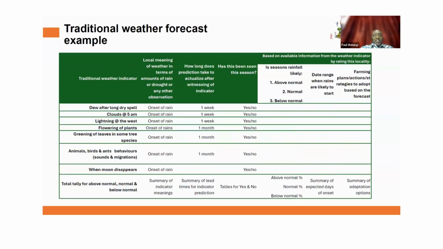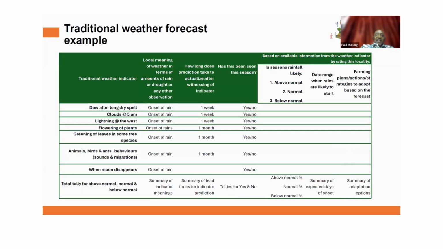I've also tried to give a traditional weather forecast here. And when you look at it, you'll see the traditional weather indicators, because they vary from place to place. But like you can see, some of the indicators are dew after a long dry spell, clouds at 5 a.m., lightning in the west, flowering of plants, greening of leaves in some tree species, animals and ants behaviors, migrations of animals, when the moon disappears, and many others. And we are trying to look at, when you have these indicators, what do they mean? And once they are seen, how long does it take to rain?